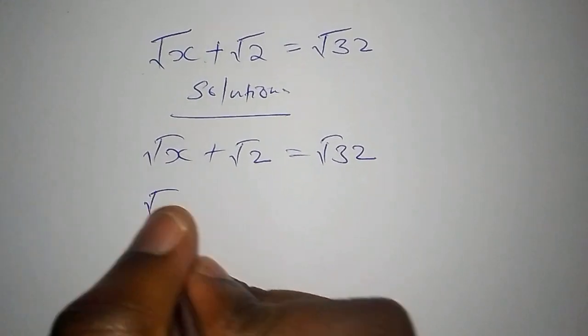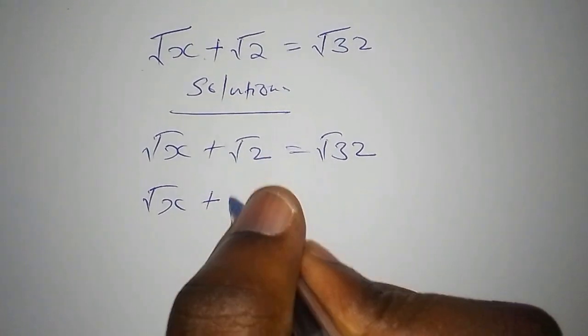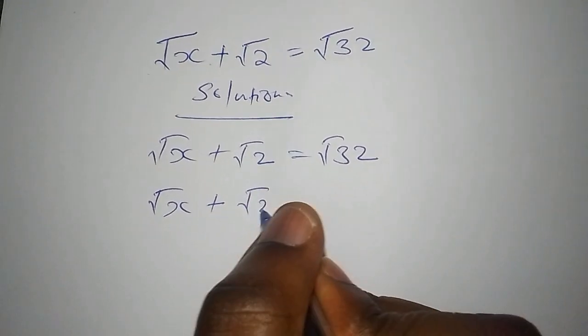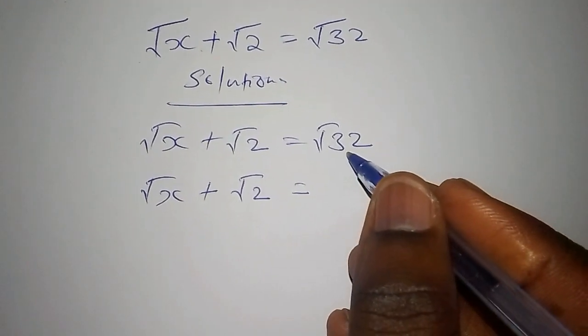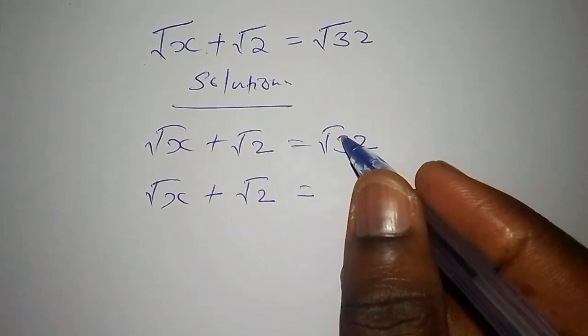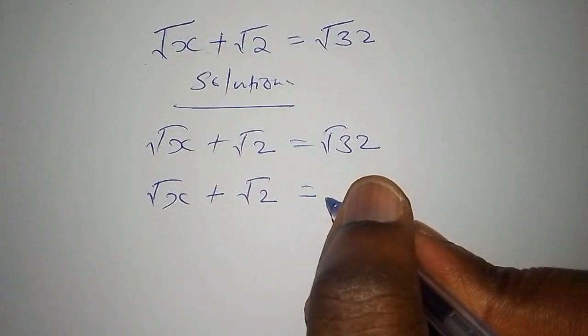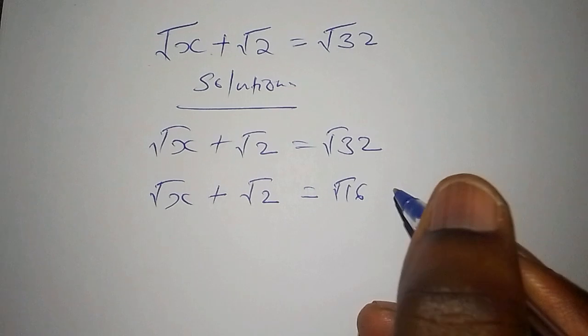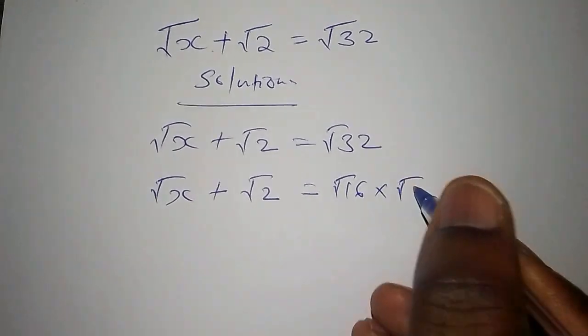and say this one is equals to root x. So add to root 2 remains to be root 2 is equals to this root 32. We need to simplify it. And when we simplify root 32, we shall have root 16 multiplied by root 2.